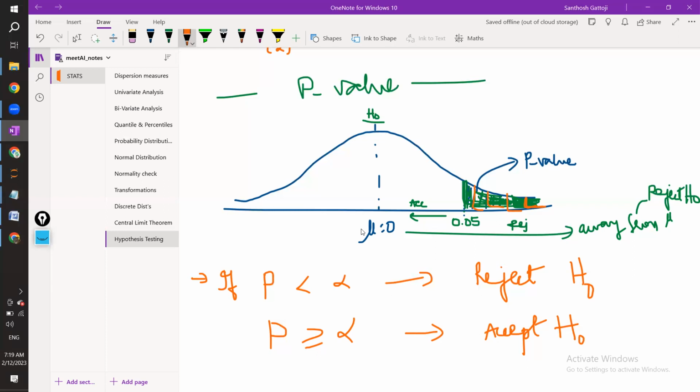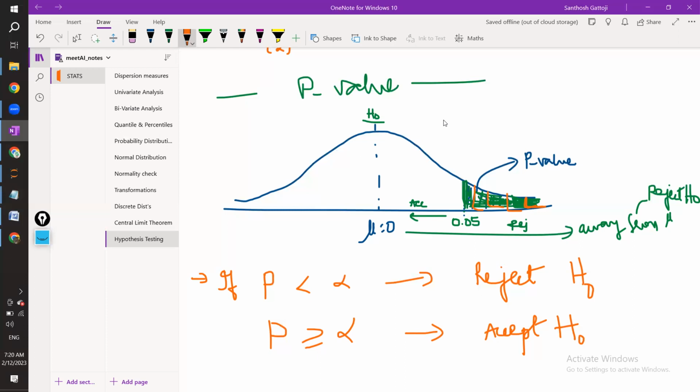No, this is not the rejection region. This is the p-value. The p-value is the probability of the null hypothesis being true. So if you are increasing it, indirectly you are saying there is more probability for the null hypothesis being true. In other words, it's an acceptance region. Got it? Yeah, that's a good question.